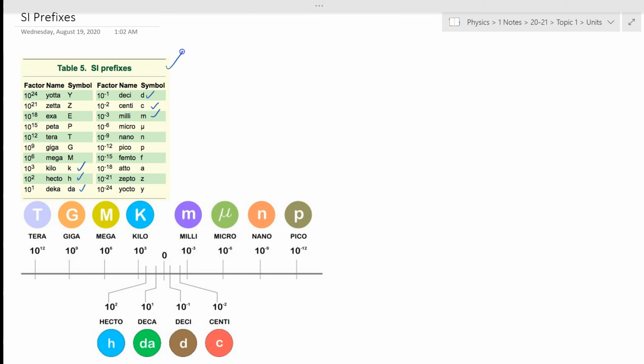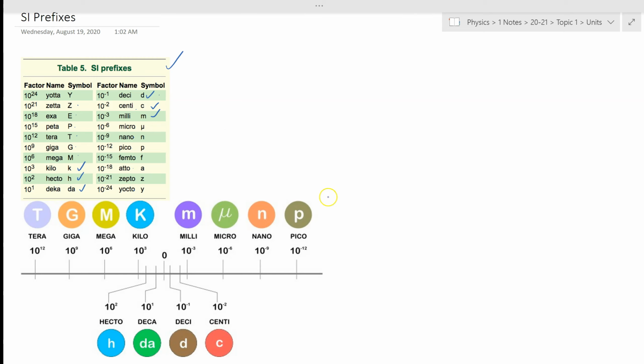This table lists the official SI prefixes that are used. It goes all the way from 10 to the 24, so enormous, all the way down to 10 to the negative 24, so super tiny. Yada, zeta, exa, peta, tera, giga, mega, kilo, hecto, deca, deci, centi, milli, micro, nano, pico, femto, atto, zepto, yocto. Some of the ones that are more unfamiliar to you are probably really strange sounding, like zepto and yocto and atto. Yada. These things sound like they're made up, I know. But they're useful.